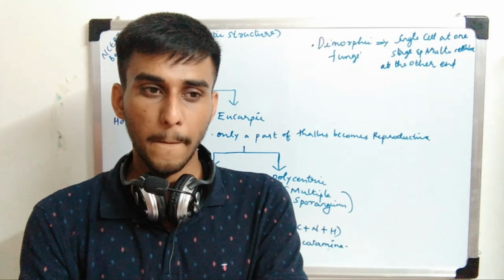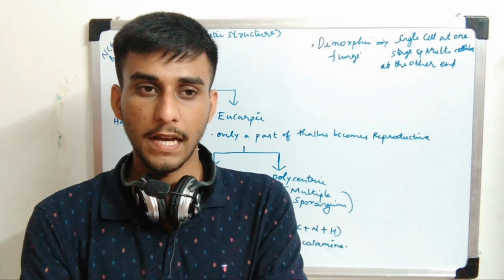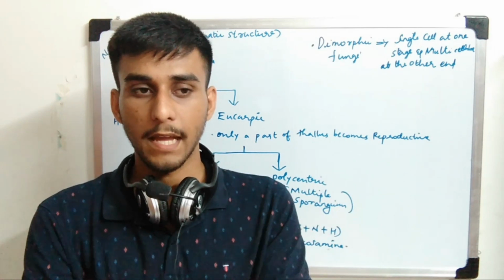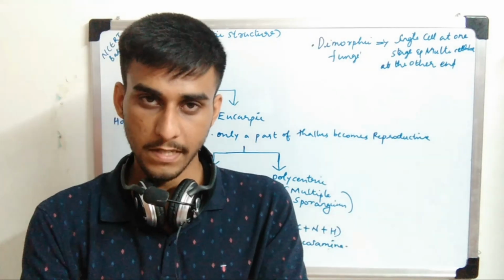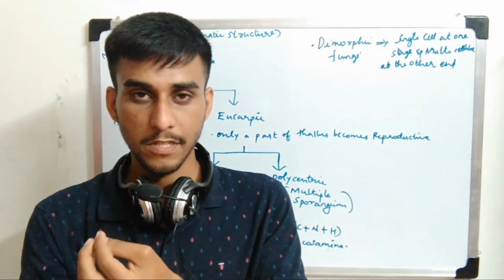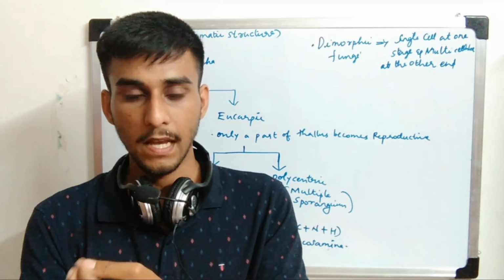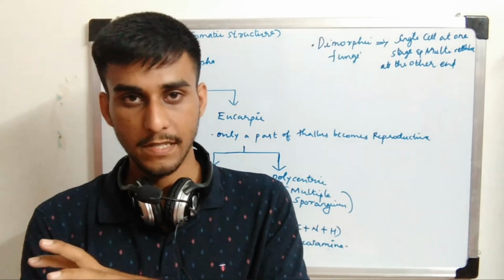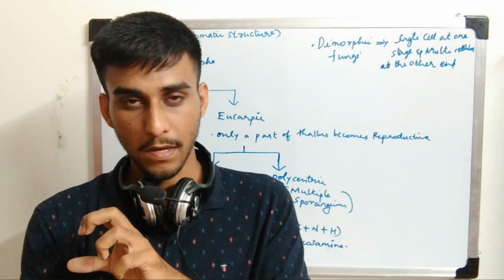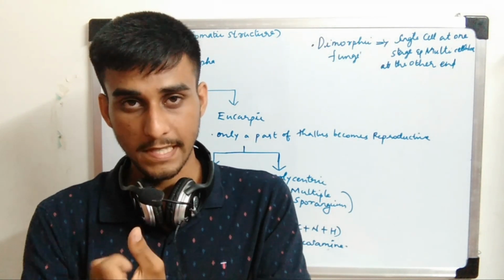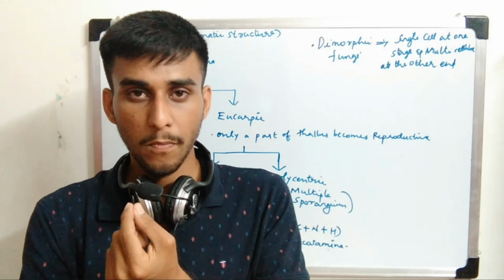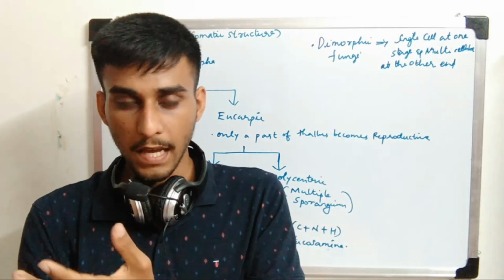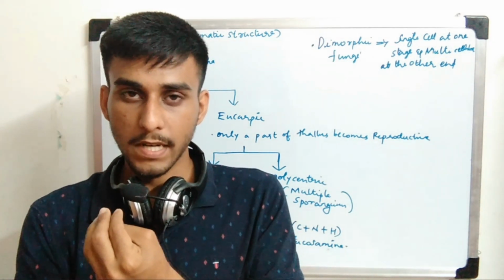So we know that in a fungal hypha there can be two structures, right? A vegetative structure, a somatic structure which is used for a vegetative purpose, and also a reproductive structure which is used to produce gametes, to receive gametes, and also to produce spores or gametes. It is according to their reproductive structure.